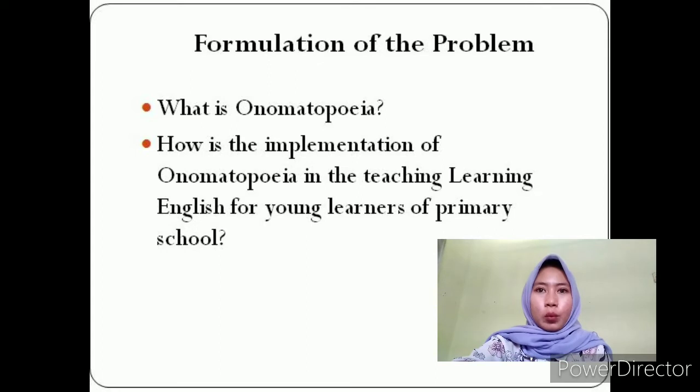And then the formulation of the problem. There are two kinds of formulation. First is what is onomatopoeia. The second is how is the implementation of onomatopoeia in the teaching learning English for young learners of primary school.